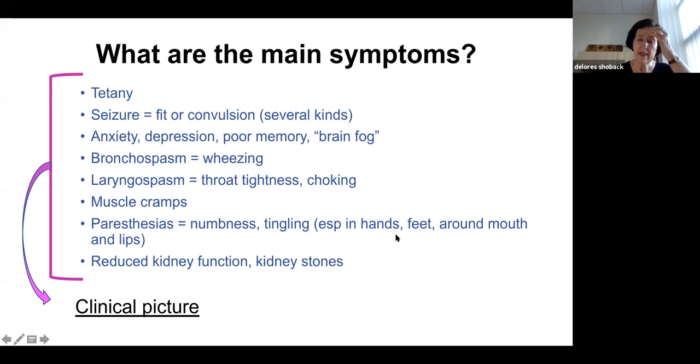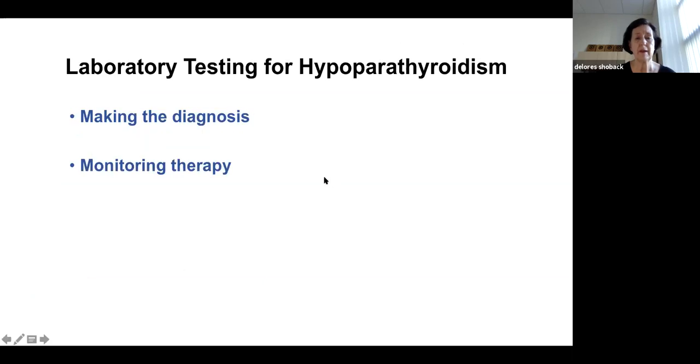And for some reason, the hands and the feet and around the mouth and the lips are places where people say, that's where I've got it. That's where I feel numbness. And then the kidney effects. And I call this the clinical picture. Okay, what are the symptoms that you're having? And I'm looking at all of that as I'm looking at the lab tests. Okay, so that's my clinical picture.